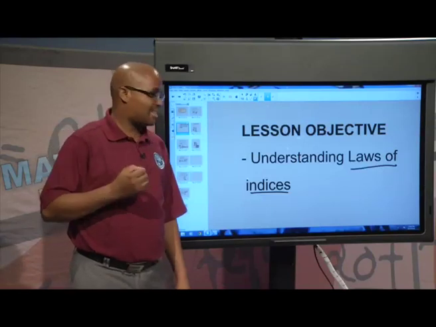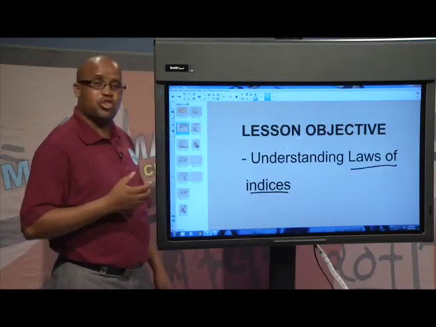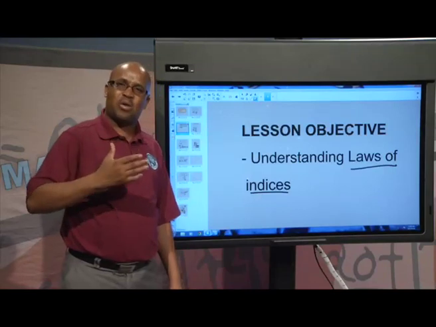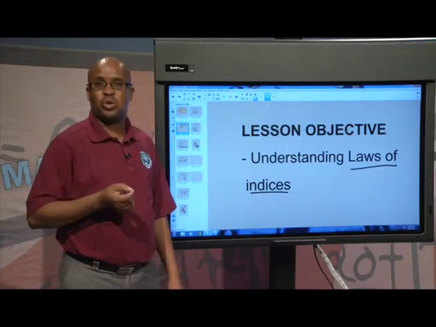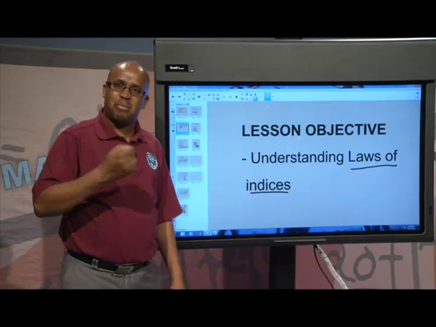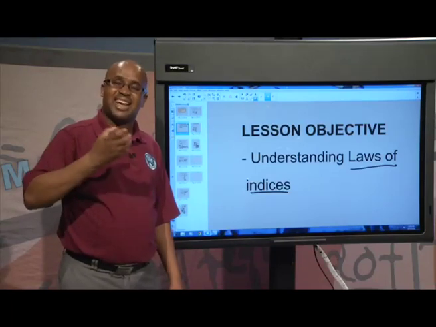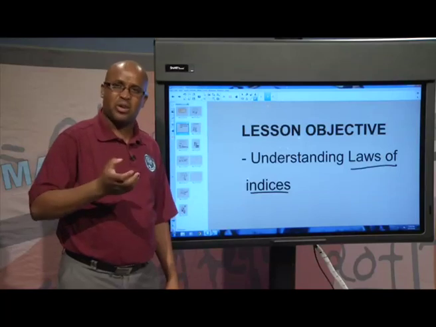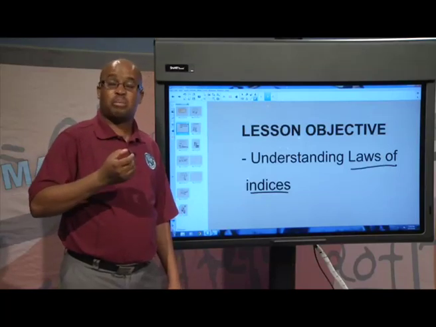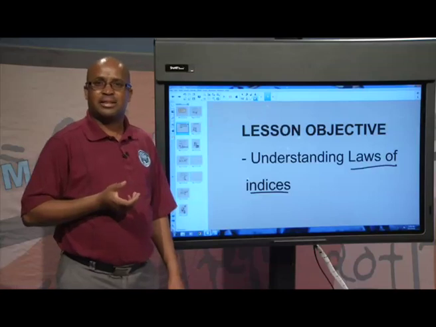And then lastly, we dealt with a situation where a number or a variable is raised to the power 0. And we said when a variable is raised to the power 0, what we'll get is a 1. That is, any number raised to the power 0 is 1, or a variable raised to the power 0 is 1.